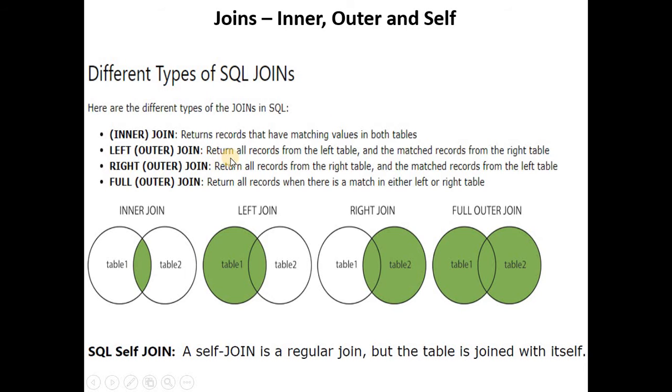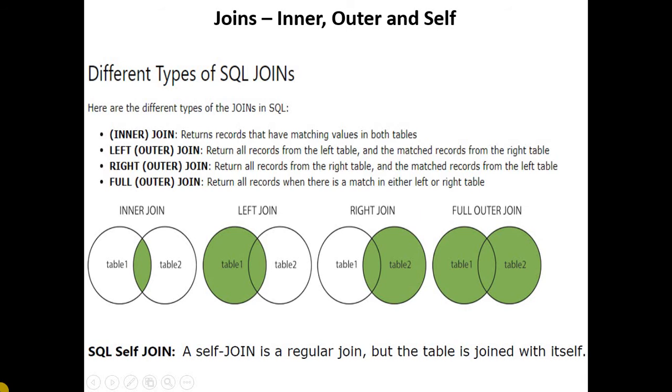Whereas left join returns all records from the left table and the matched records from the right table. See that it returns all the records from the left table and only matched records from the right table. Right join is reverse. Returns all records from the right table and matched records from the left table. Whereas full join returns all records when there is a match in either the left or the right.